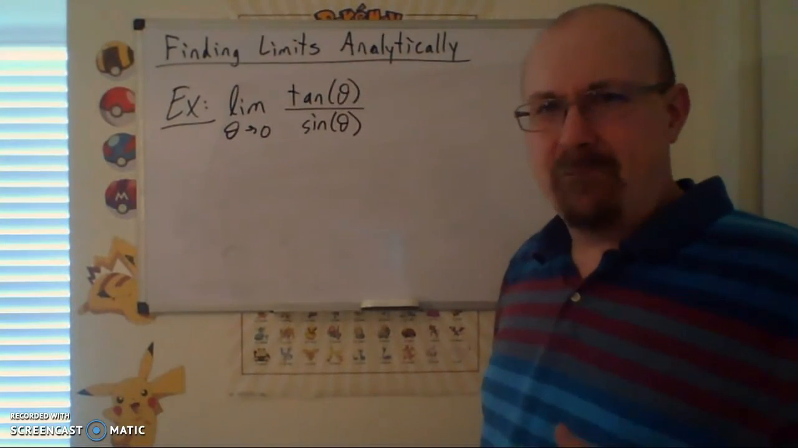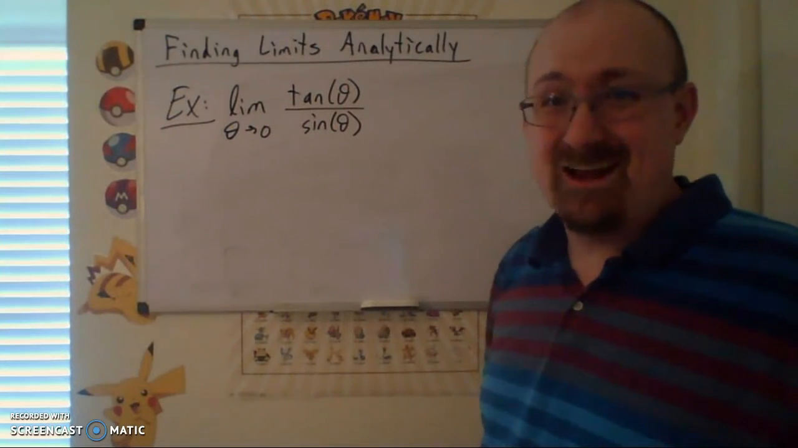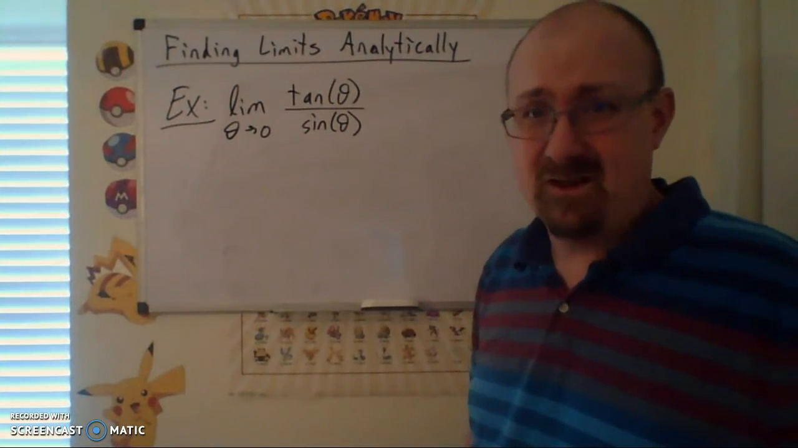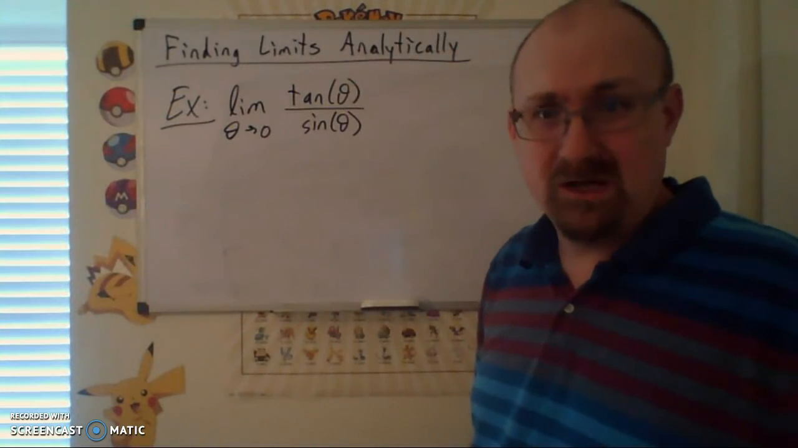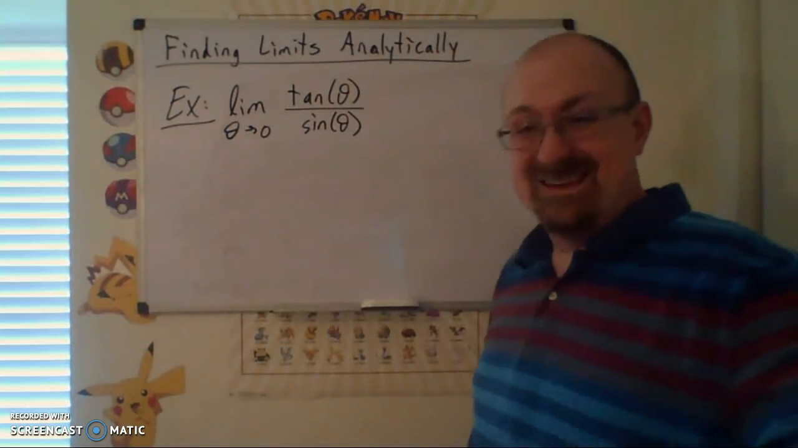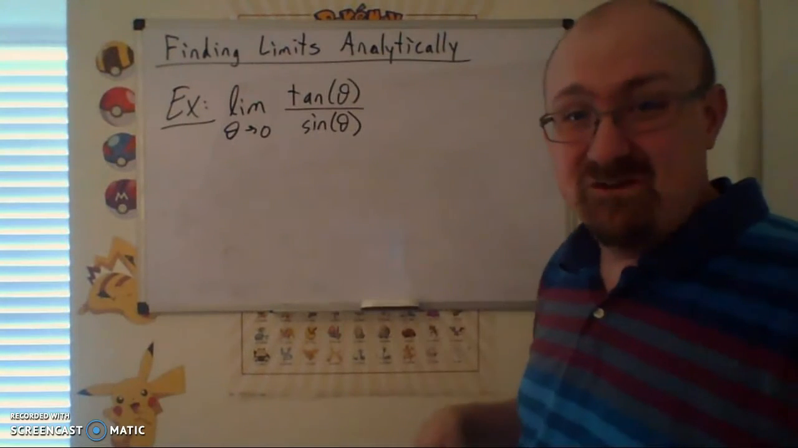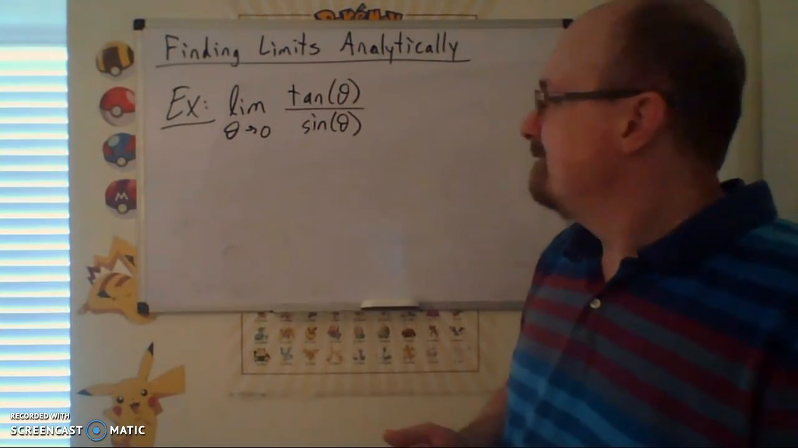Unfortunately, that doesn't work out for most of the trig functions. The sine and the cosine are pretty well behaved, but the other four all have places where they're not defined, which throws a monkey wrench into stuff. And additionally, then we have stuff like this. We have tangent of theta over sine of theta.